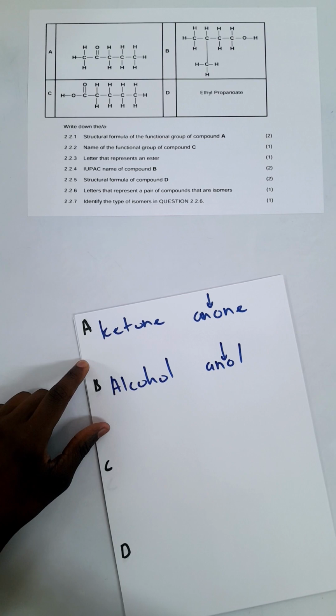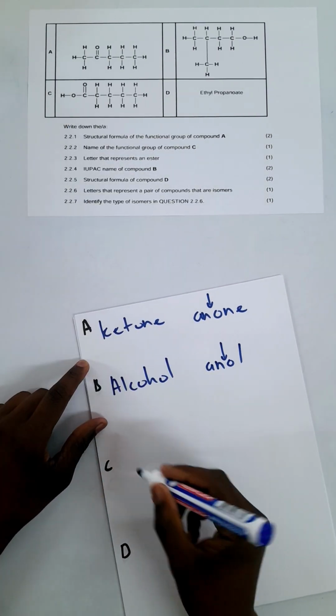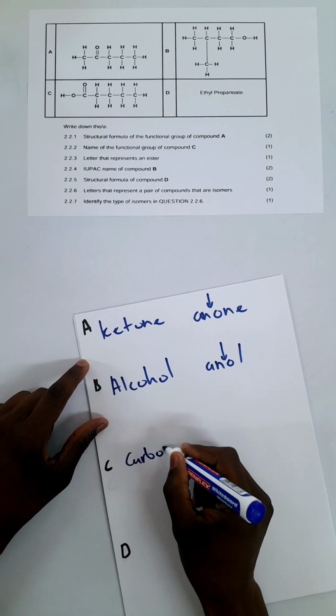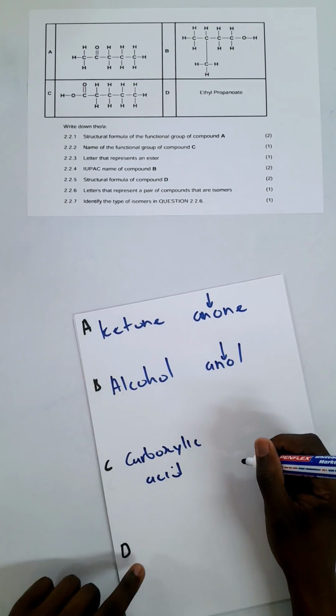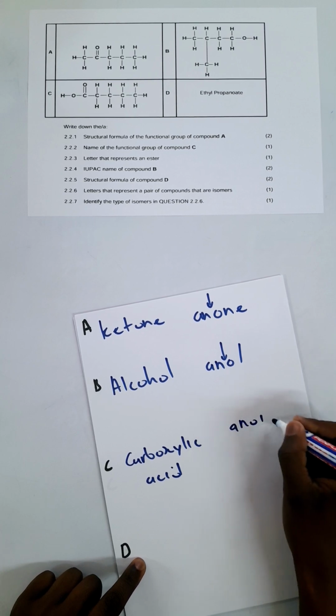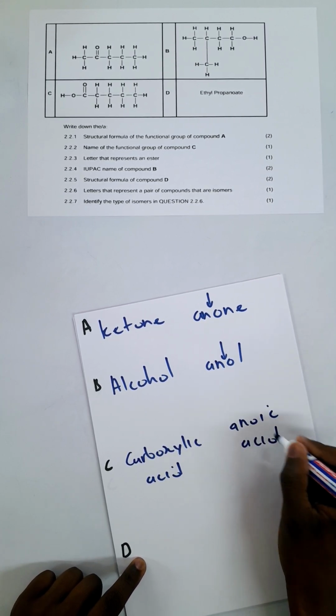Compound C, I see a carboxyl group. That is a carboxylic acid. So I have a carboxylic acid. And if I were to give it a name, I would need the suffix of anoic acid.